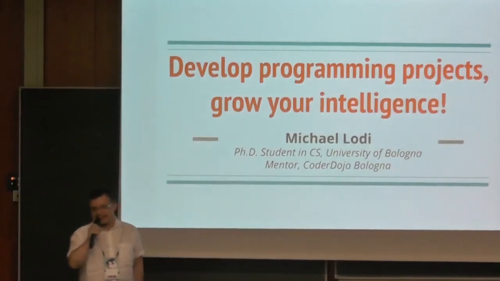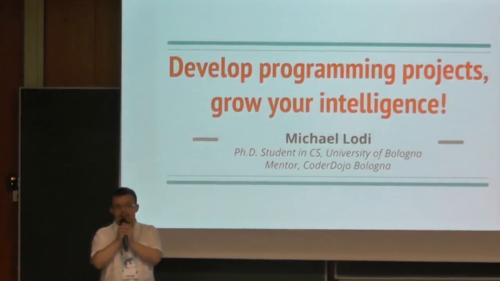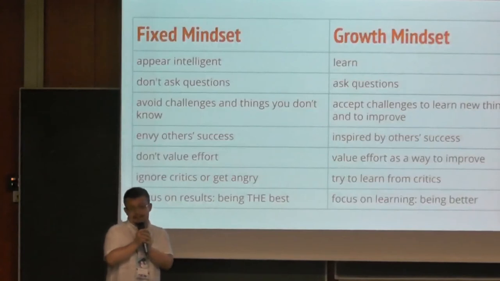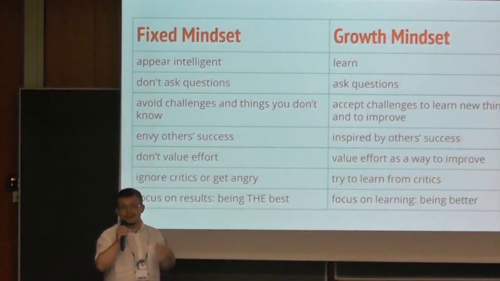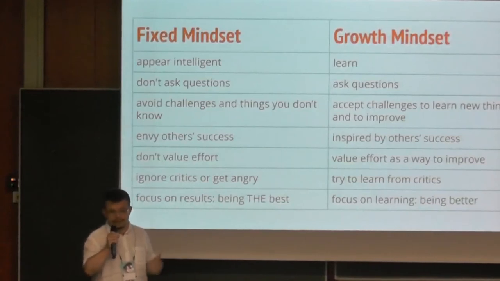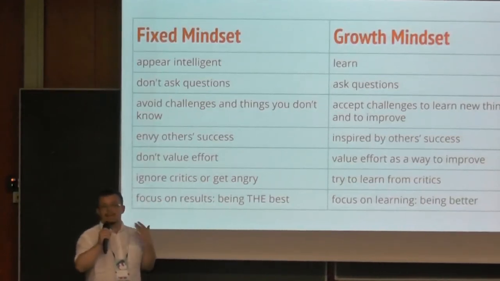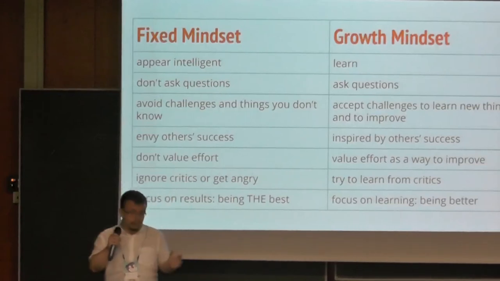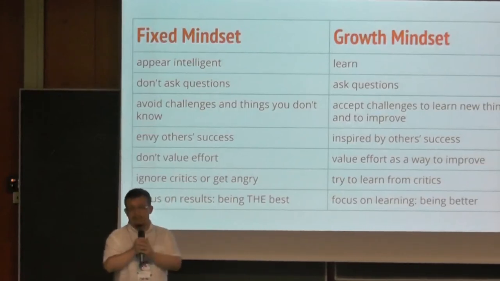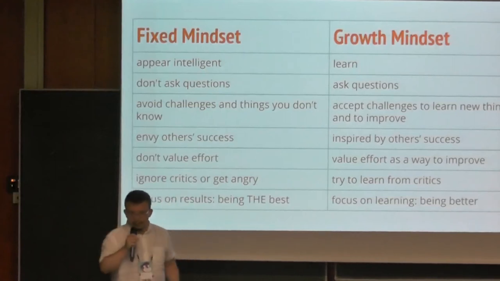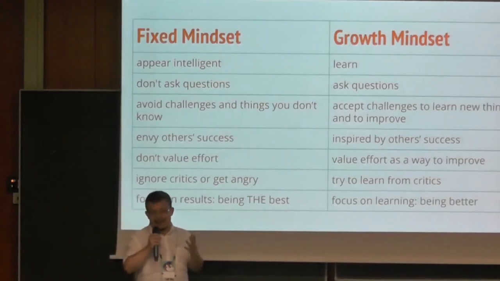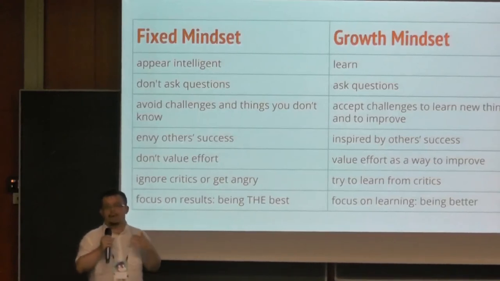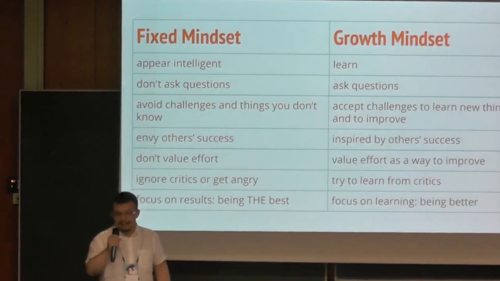But I work with primary teachers. I work on teacher training, and a lot of them have a fixed mindset. So their aim is to appear intelligent. They don't ask questions to not seem stupid. They avoid challenges and things that they don't know. They envy others' success because they're intelligent and you're not. They don't value effort. They ignore critics or get angry. They focus on results, so they want to be the best.